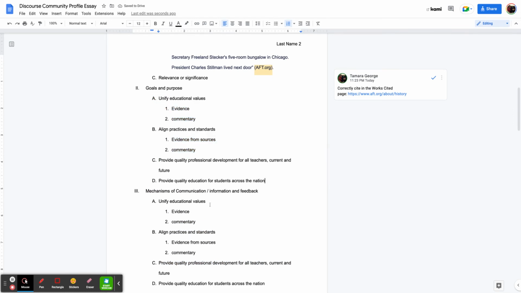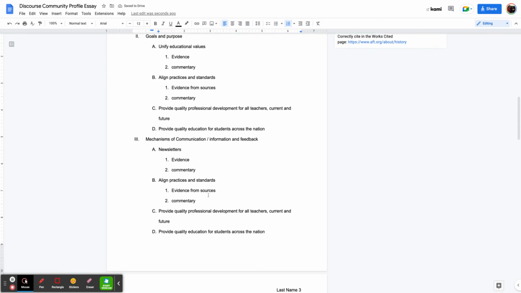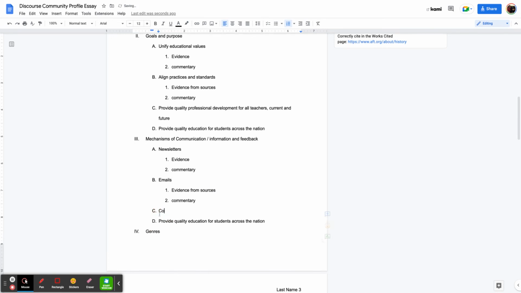And so now some mechanisms of communication. All right, so they have newsletters. We know that they have emails. They have conventions and seminars. They have professional developments. And we know that they have representatives that can provide that feedback.